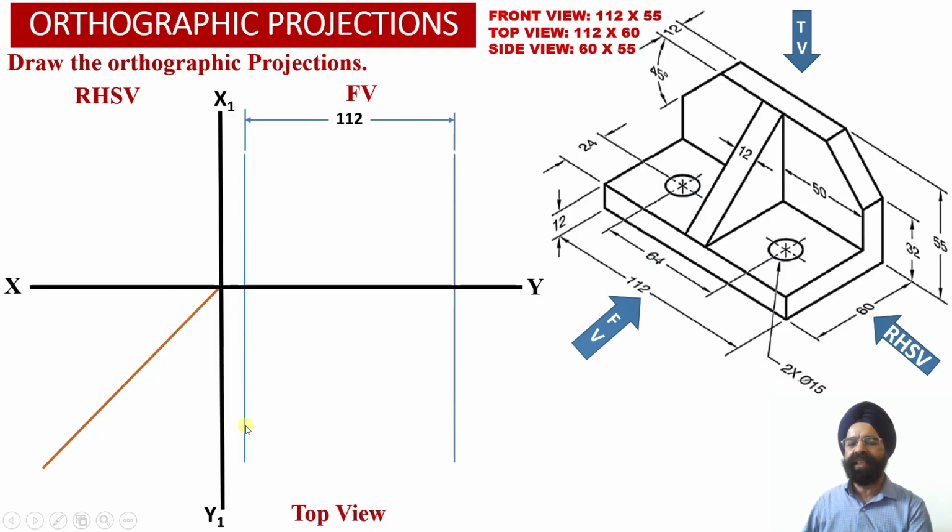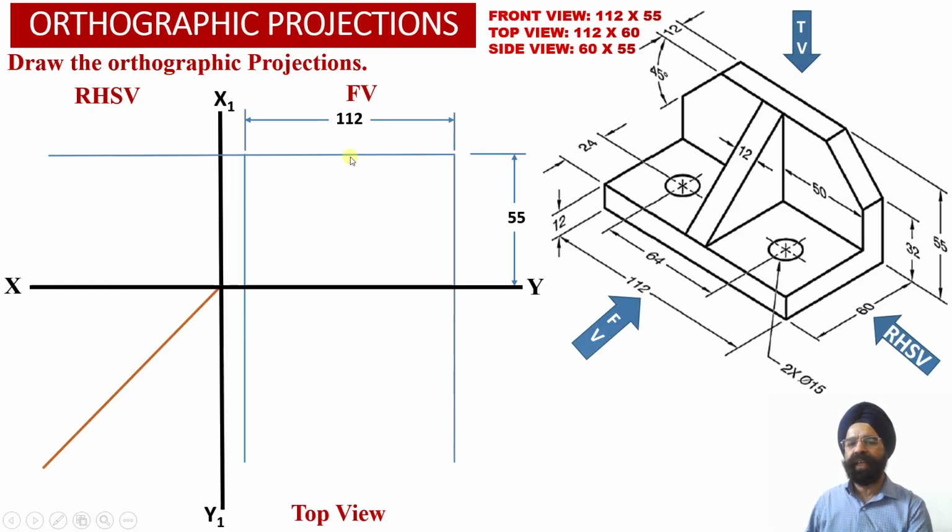The reason behind this extension is that in the top view also, the width of the solid we are going to obtain is 112 millimeter. So we know that the height of the solid is equal to 55 millimeter. Now we are going to draw a horizontal projector line into the front view projections such that it is located at a distance of 55 millimeter above the XY reference line.